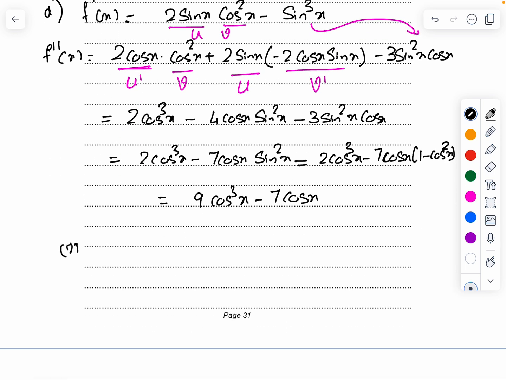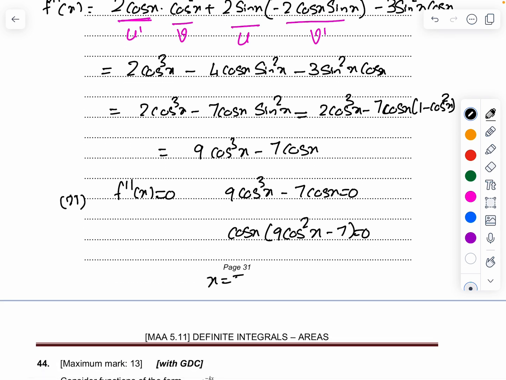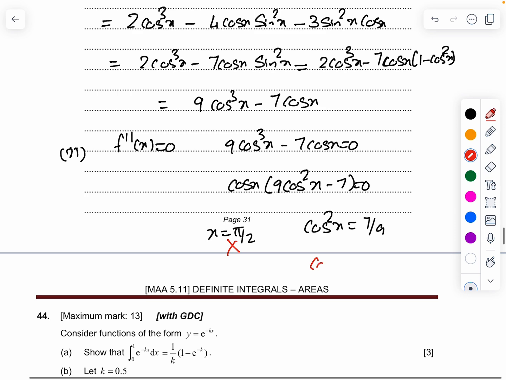Now at C, f double prime x should be equal to 0. 9 cos cube x minus 7 cos x should be equal to 0. So take cos x common. 9 cos square x minus 7 equals 0. So we get x equals pi by 2, or cos square x equals 7 by 9. x equals pi by 2 is rejected. Cos square x equals 7 by 9, so cos x equals positive square root 7 upon 3.